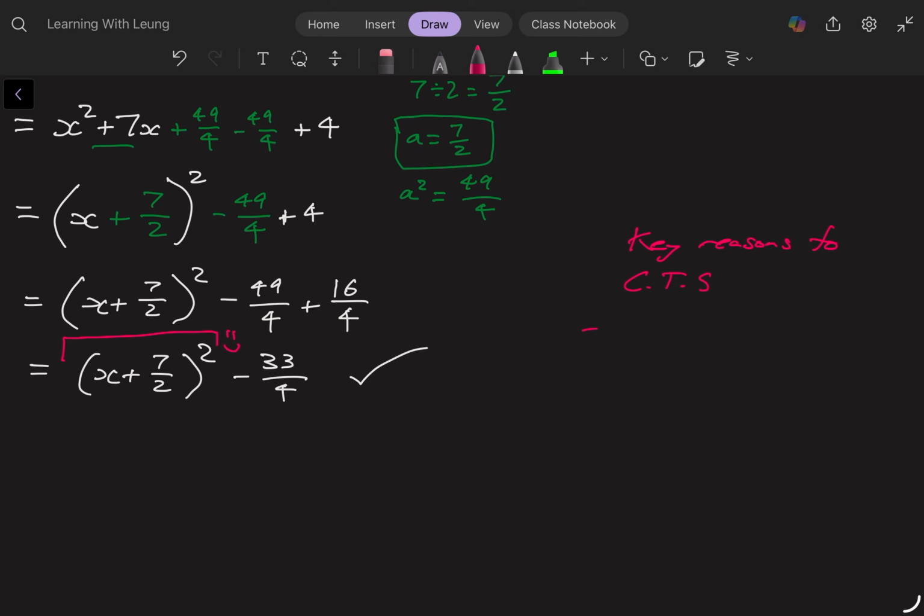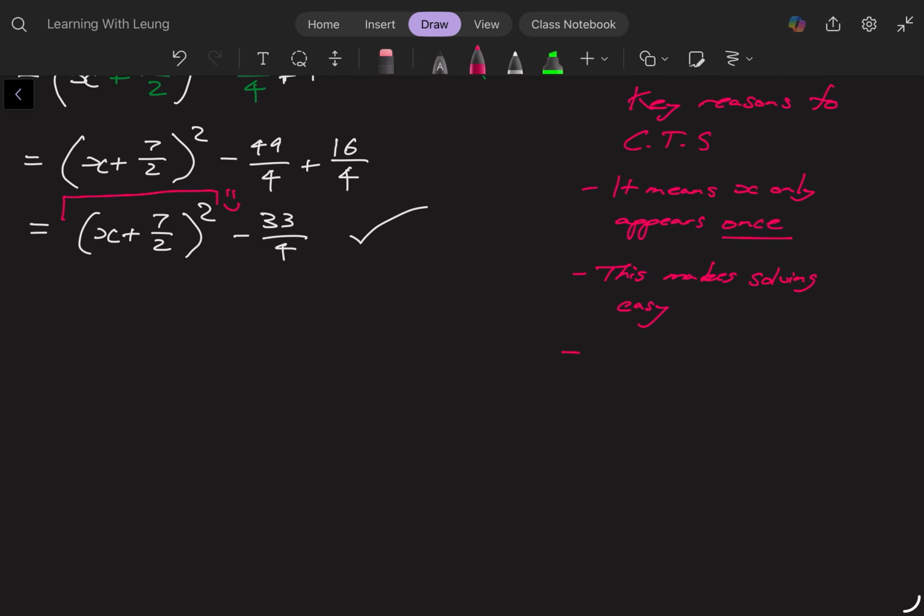The first reason, I think the most important reason, is that it means x only appears once. Notice before, x was appearing twice, which makes it really hard to solve for x. This makes solving easy. And the other reason why you can complete the square is so that we can apply difference of perfect squares, which really isn't that necessary. Once you've completed the square, you can just solve normally for x.